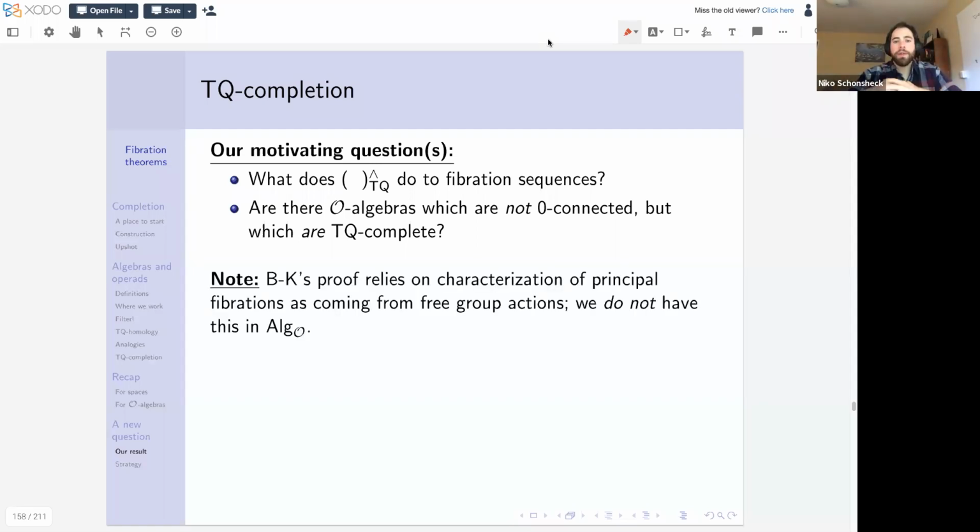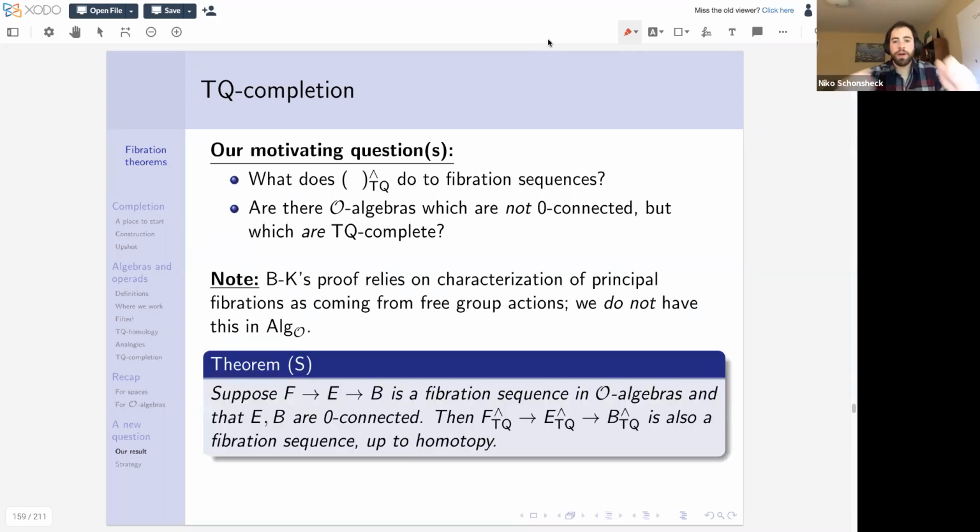And it's worth pointing out that Bousfield and Kahn's proof really relies on one way of characterizing principal fibrations as coming from free group actions. And that just doesn't really make sense in our context. So their proof does not work in O algebras. So we don't have a complete answer, but what we do have is the following. If you hand me a fiber sequence in O algebras where the total and base O algebras are zero connected, then I still have a fiber sequence after completion.